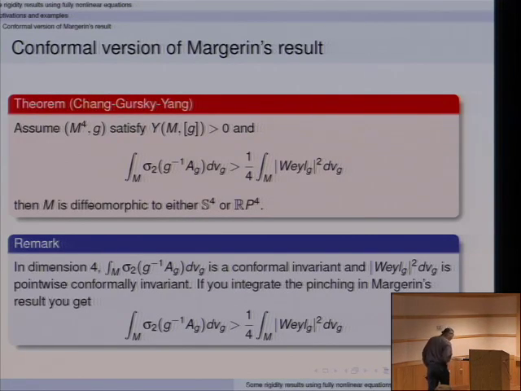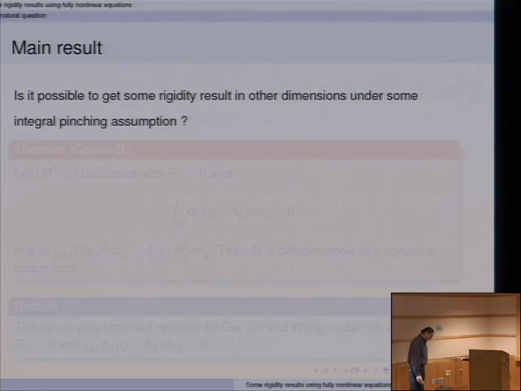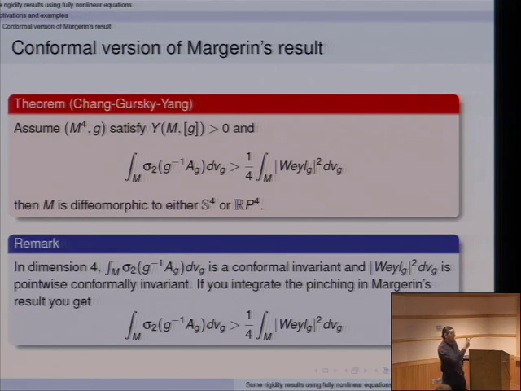You assume that your Yamabe invariant is positive, and you assume that you have this pinching here. The way you prove this is to prove that you can find in the conformal class of g a metric for which you have the pointwise condition. So the story is to go from the integral condition to the pointwise condition. And I insist on this fact, this is for dimension 4.